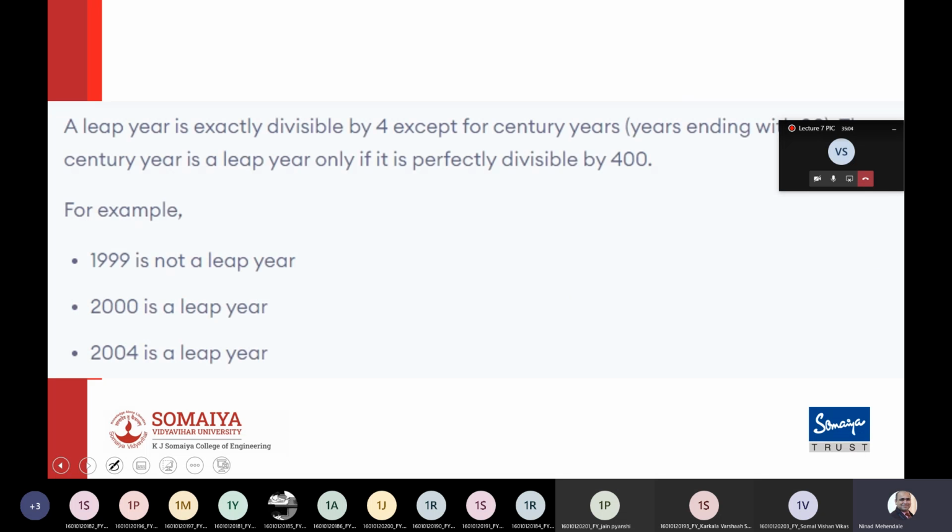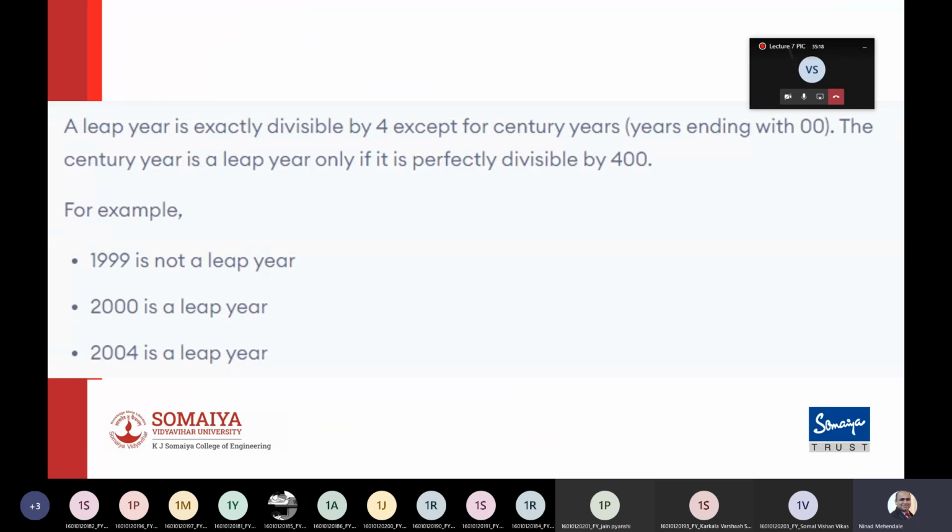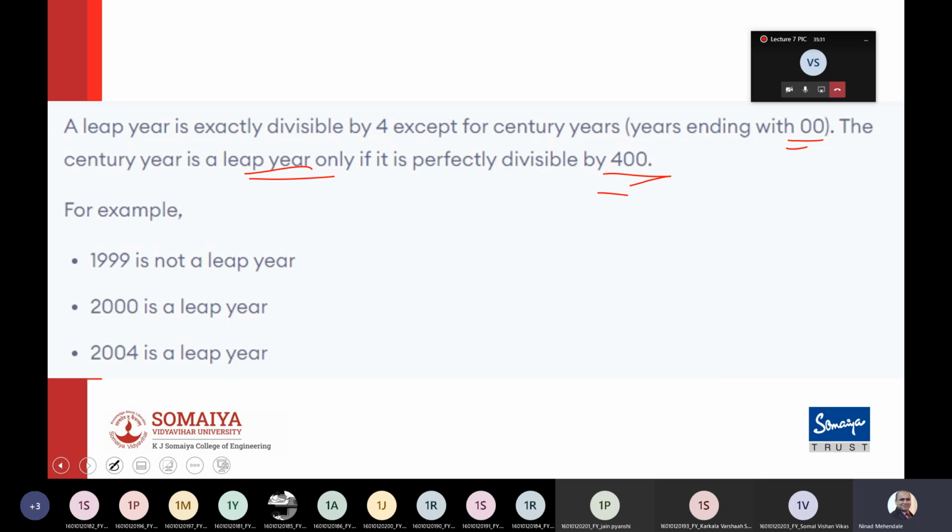Now, a leap year program. A leap year is a year which is divisible by 4. So whenever you are asked to write a program which can determine whether the entered year is leap or not, you can refer to this particular program. Here, the years ending with 00 are also leap years. Then the century year is also a leap year, and if it is perfectly divisible by 400, then also it's a, sorry, these are the non-leap years.